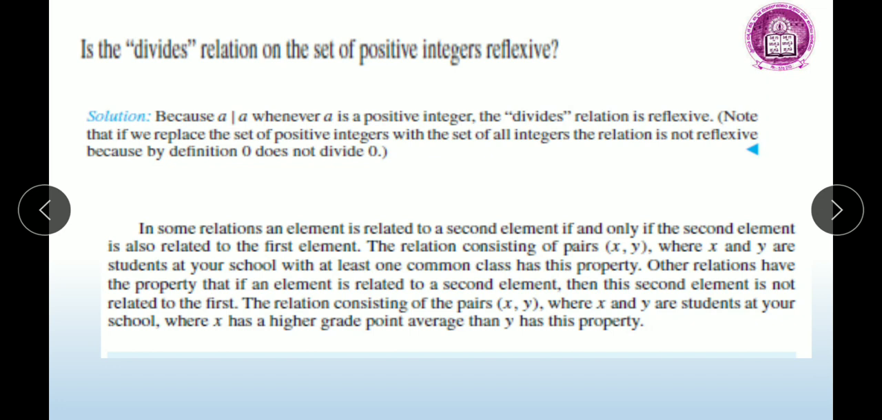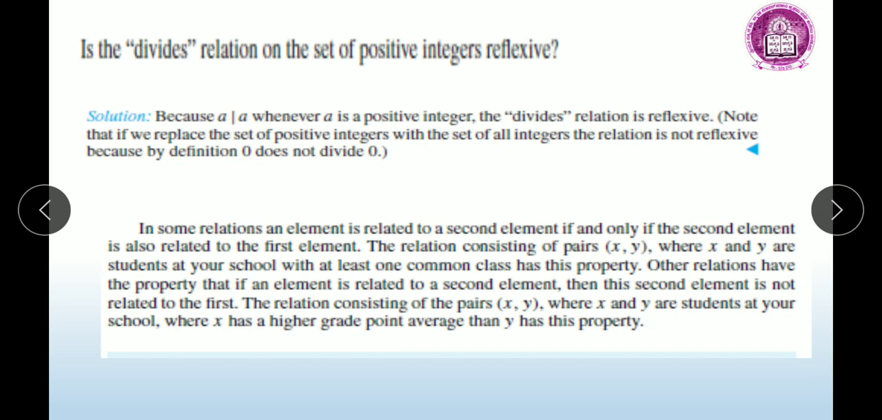Now let us see symmetric and antisymmetric relations. In some relations, an element is related to a second element if and only if the second element is also related to the first element. The relation consisting of pairs x, y, where x and y are students at your school with at least one common class has this property. Because these students are related through that class. One is related to the other, and the other is also related to the first.